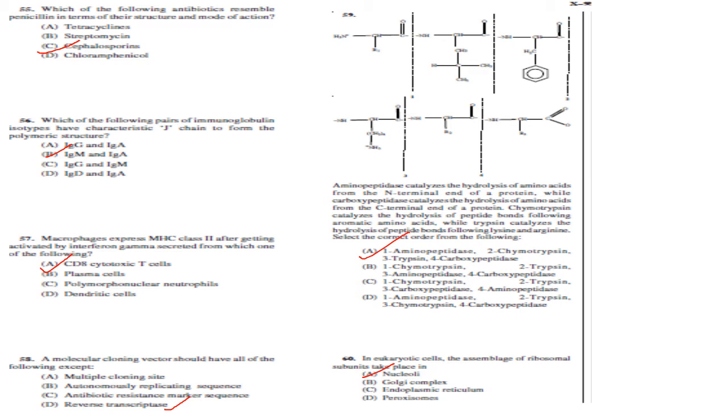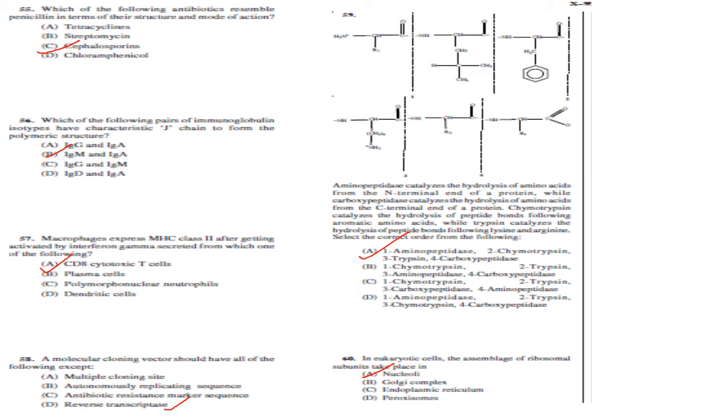Answer is option A. Then a molecular cloning vector should have all of the following except. So it should have a multiple cloning site, yes. Autonomously replicating sequence, yes. Antibiotic resistance marker sequence, yes. Reverse transcriptase, that is not required. So answer is option D.